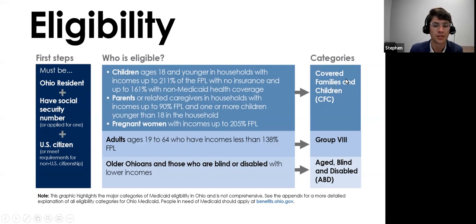The graphic shown on the screen summarizes basic information about Medicaid eligibility in Ohio. On the left, it shows the first steps of Ohio Medicaid eligibility. In order to be eligible for Medicaid in Ohio, a person must have or apply for a Social Security number, be a US citizen or meet Medicaid requirements for people who are not US citizens, and be an Ohio resident. Now, in some cases, disability status and medical conditions are considered during the eligibility determination process, and I'll discuss that more in a moment.